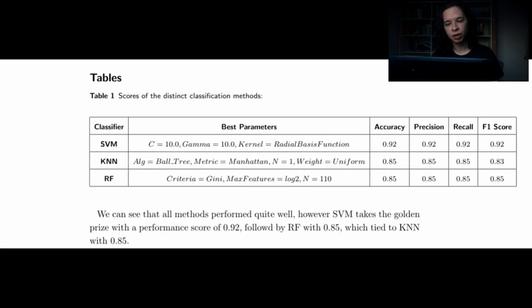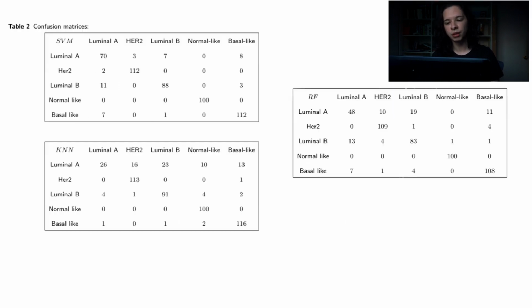We can see that support vector machines perform the best with an accuracy of 0.92, and that the K-nearest Neighbours and random forest tied for second place with an accuracy of 0.85. The table shows the recall as well as the F1 score obtained by each method. We can also look at the confusion matrix for each method and see that luminal type A was the main source of confusion independent of the technique being used. Nevertheless, we can see that our methods perform exceedingly well.